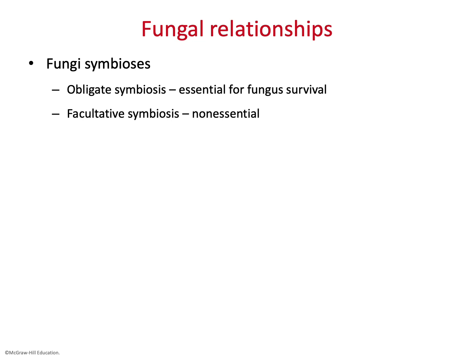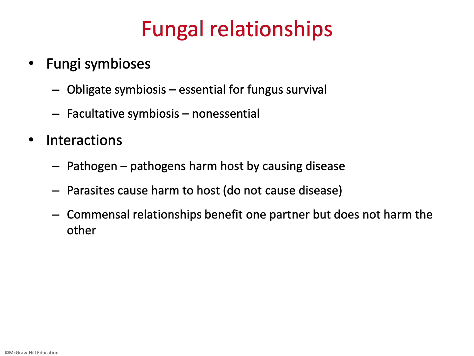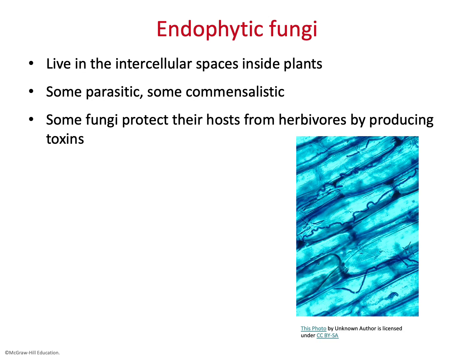We can identify three kinds of symbiotic relationships. We can have pathogens. They are parasites, gain resources from their host, and have a negative effect on the host that can lead to death. We have commensal symbiosis, which benefits one partner but doesn't harm the other. And then we also have mutualistic, which benefits both partners. So these are the three different kinds of symbiotic relationship that fungi can have with their host.